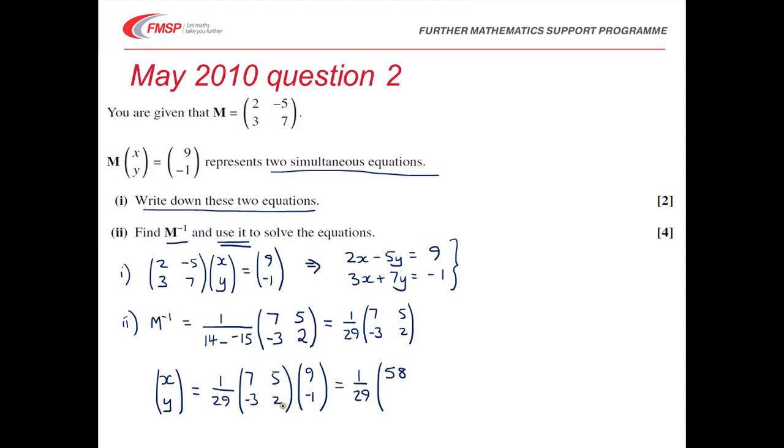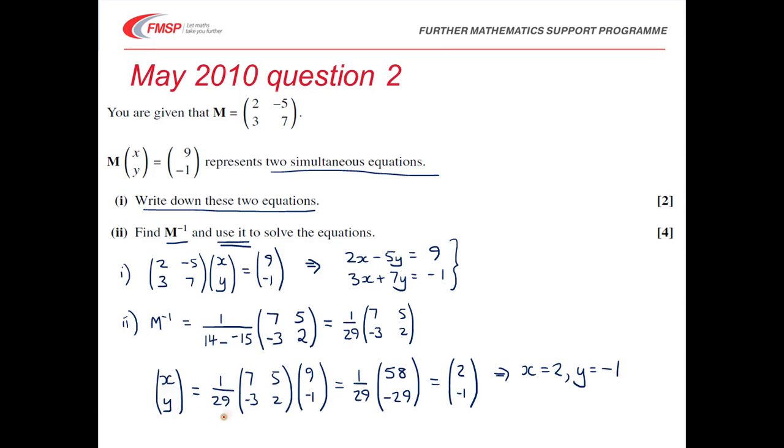And then minus 27 minus 2 is minus 29, which gives us (2, -1). So therefore x is equal to 2 and y is equal to minus 1. And you should go back and check that this works with your original equations.